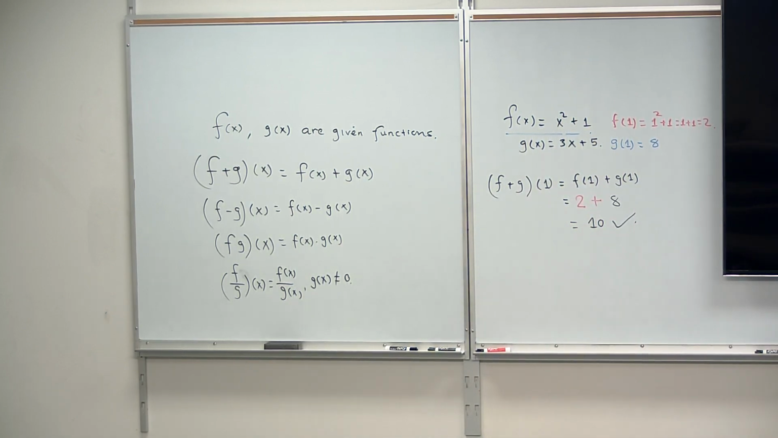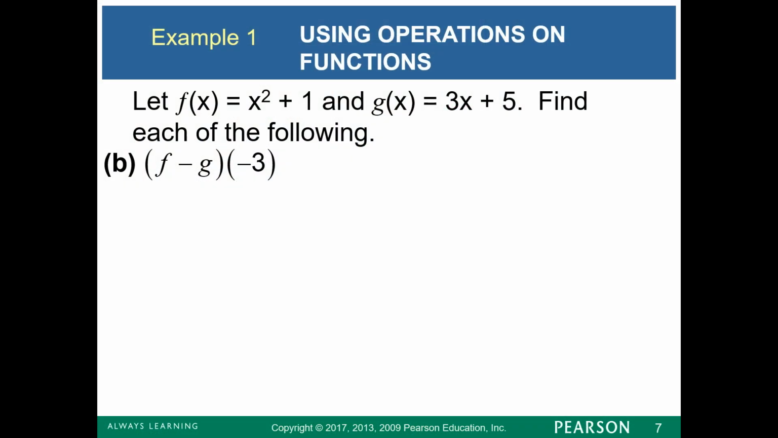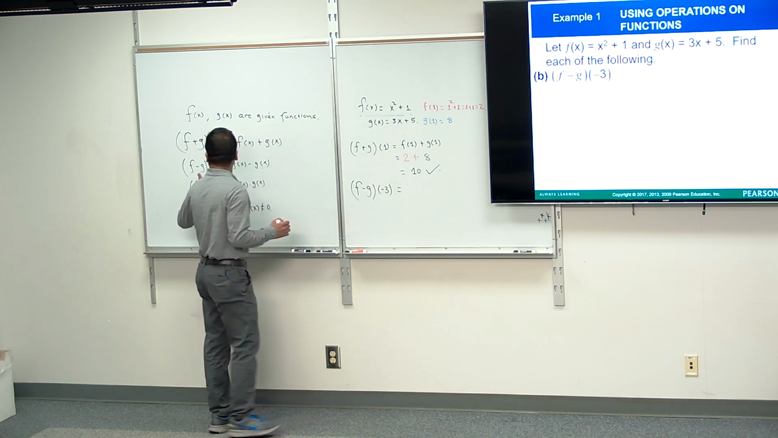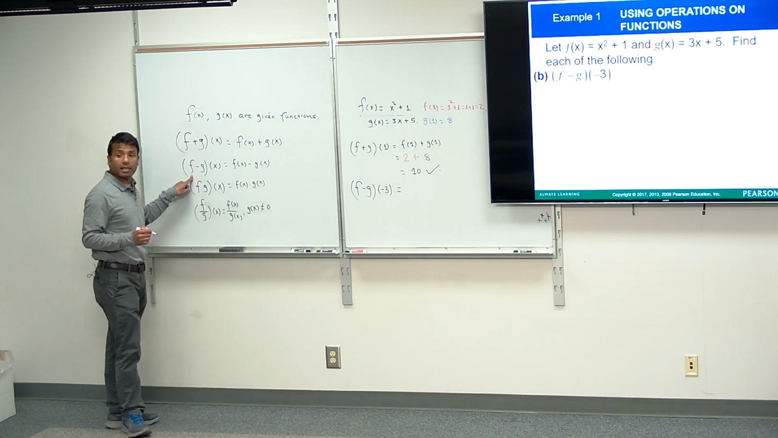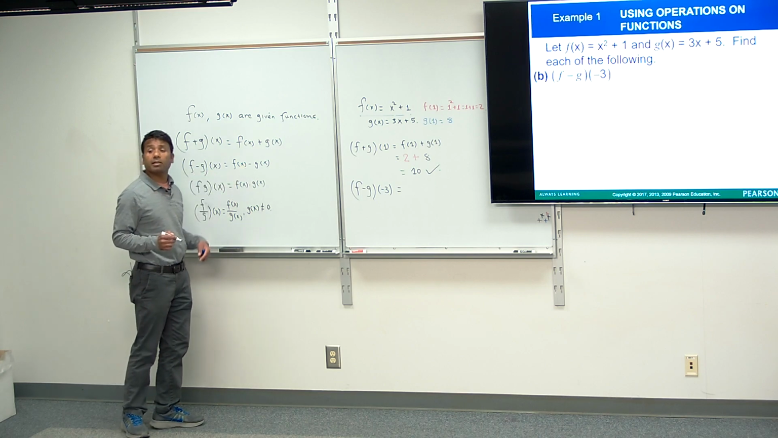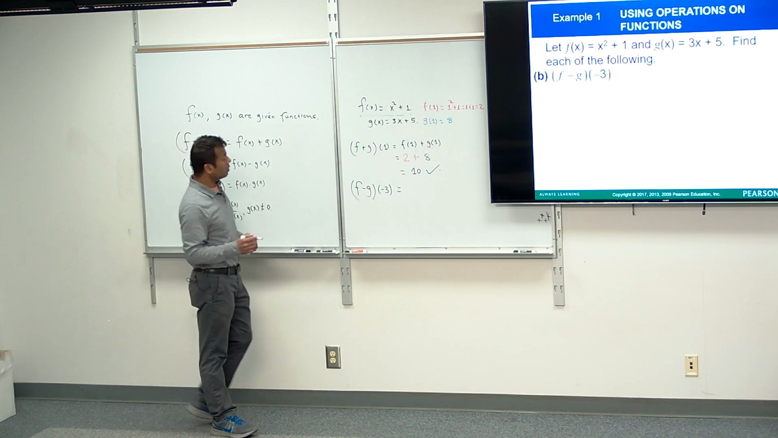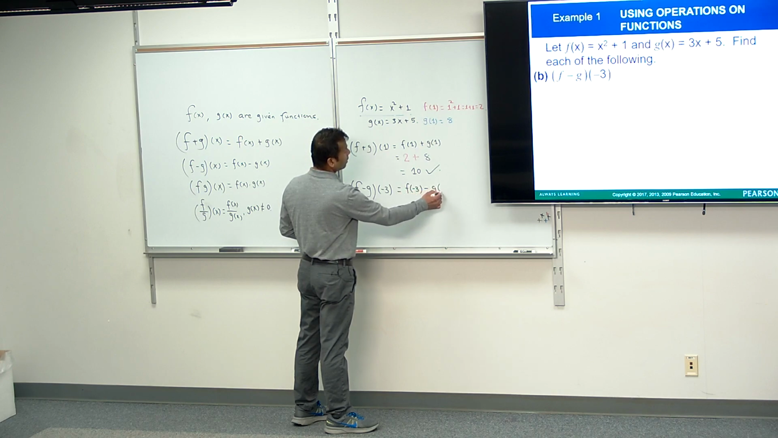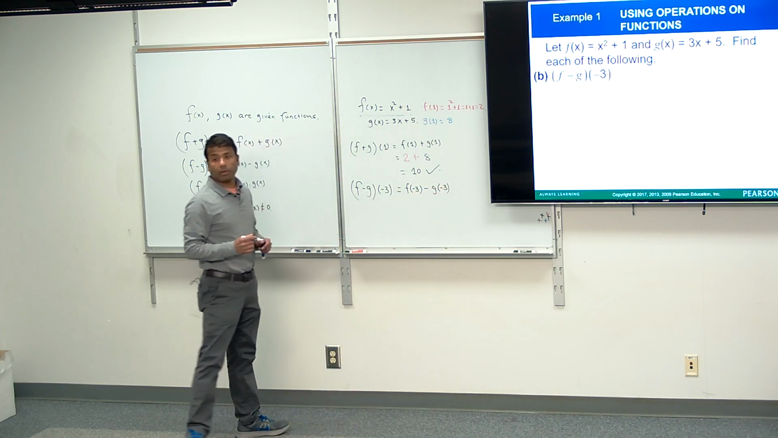It's simple, right? So similarly, how do you find (f minus g) of negative 3? The difference of functions is defined like this: (f minus g)(x) is the same as f(x) minus g(x). Is that right? So now it is going to be f of negative 3 minus g of negative 3.